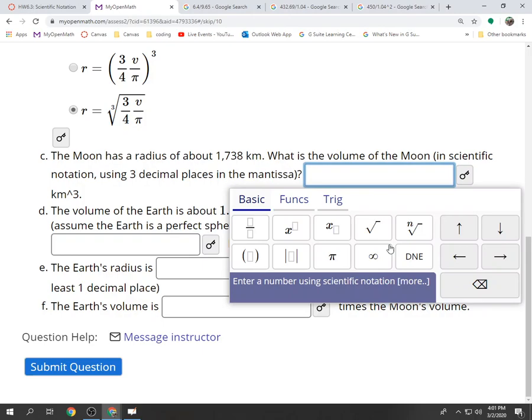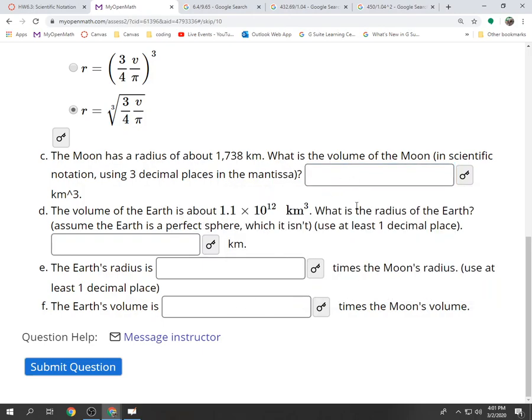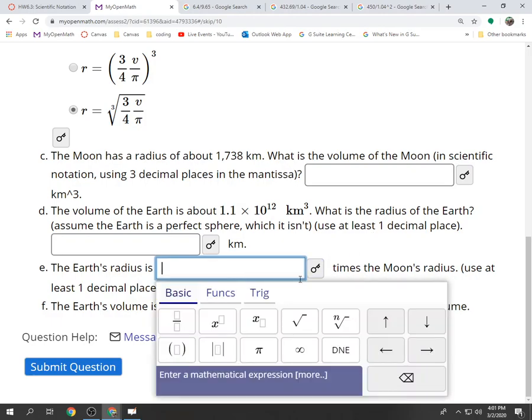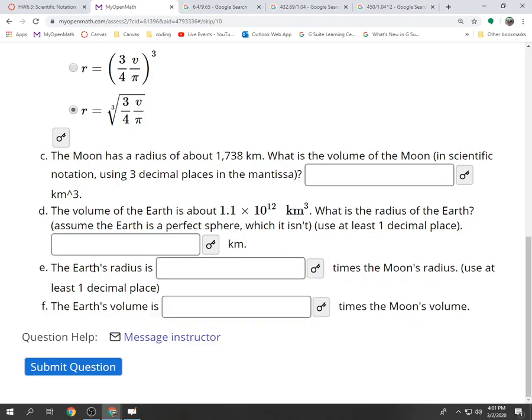Next question says, this is the volume of the Earth. What is the radius of the Earth? So they want us to use the formula above to figure out what the radius is. Okay. So we plug that into the formula. We get a number. This time, it doesn't say scientific notation, so I wouldn't worry about it. But you probably could put it in scientific notation. And then here's the hard part. Finding the ratio.